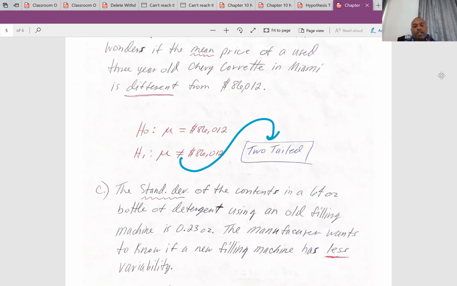Last one like this: the standard deviation of the contents in a 64-ounce bottle of detergent using an old filling machine is 0.23 ounces. The manufacturer wants to know if the new filling machine has less variability.